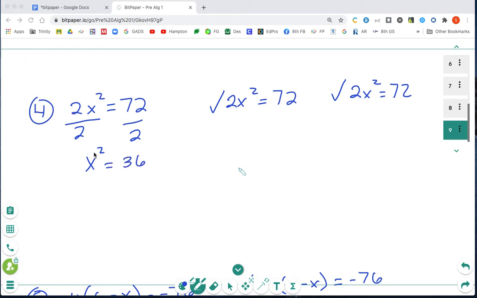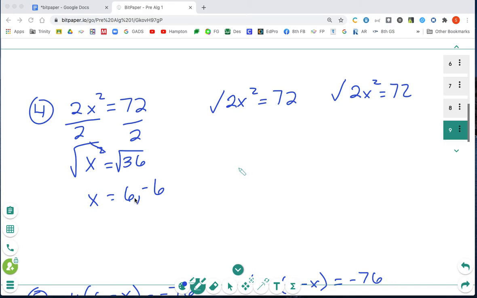Now, because this is a square, we know two things. We have to square root both sides to get our answer, and we also know that we're going to have two answers. So when I square root, the 2 knocks out, and I'm going to have x is equal to positive 6. But because the exponent in our original problem is a 2, that means it's going to be 6 comma negative 6.